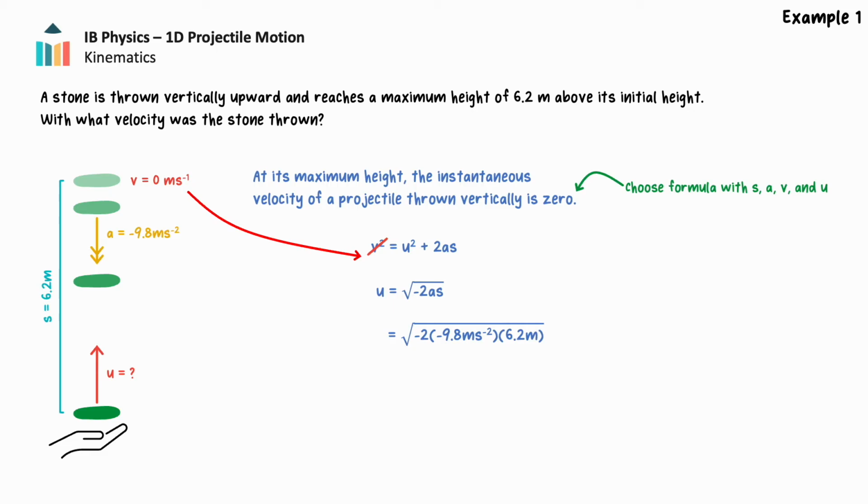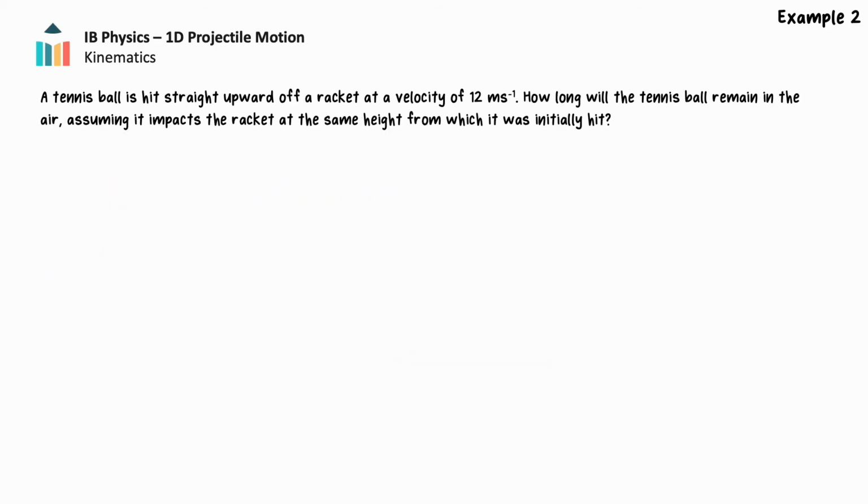The product of two negative numbers is positive, so we're able to take the square root, giving us an initial velocity of 11 meters per second. Let's look at another example wherein we examine a projectile's symmetrical flight.